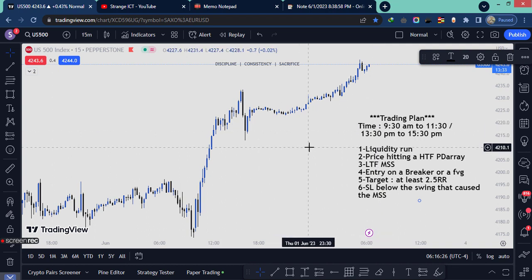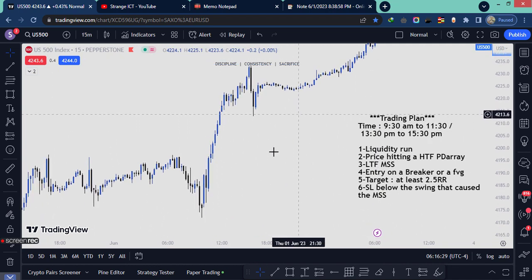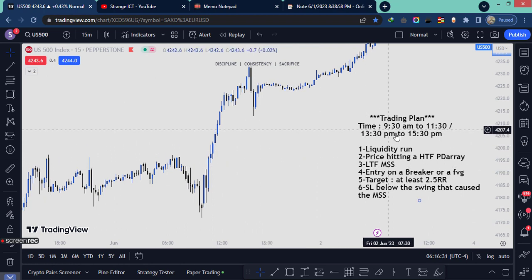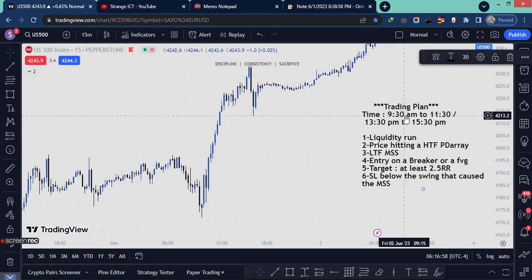So basically what you want to see is, first of all, your time window, your business hours, is from 9:30 a.m. all the way to 11:30 a.m. New York time. Then you have the PM session, which is 13:30 p.m. all the way to 15:30 p.m. So you have these two time windows to navigate the market, looking for setups that fit the strategy.